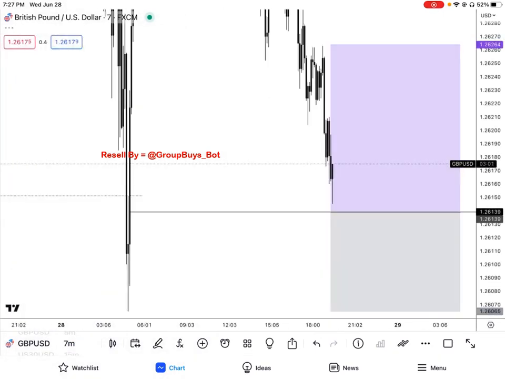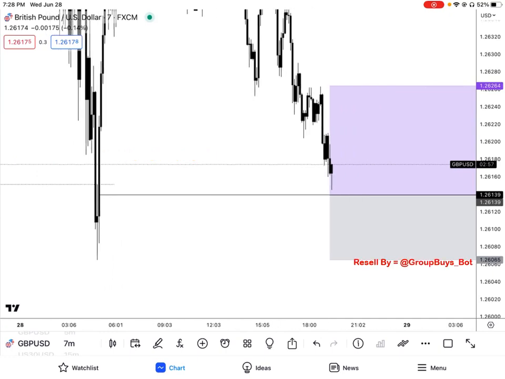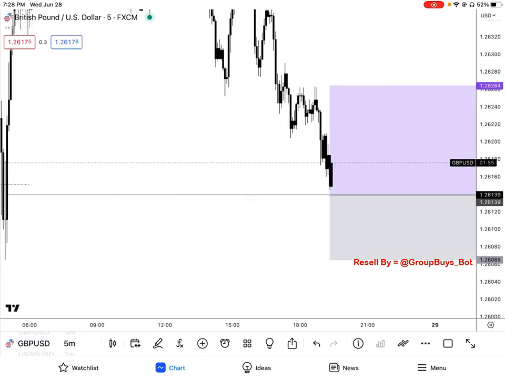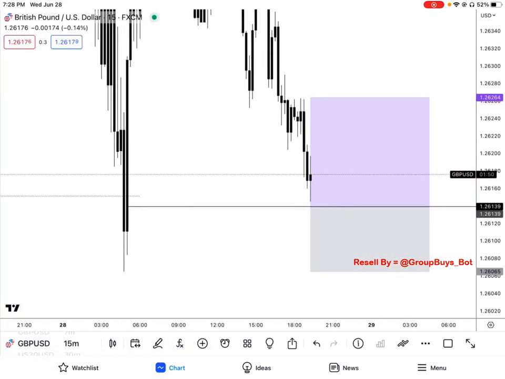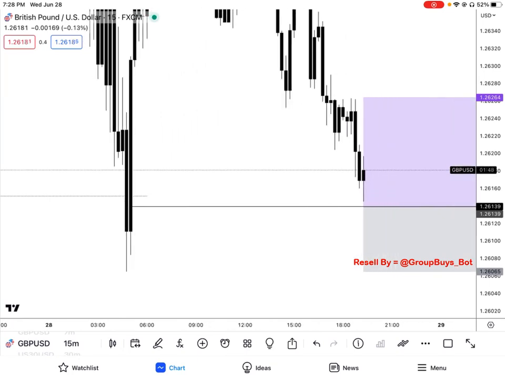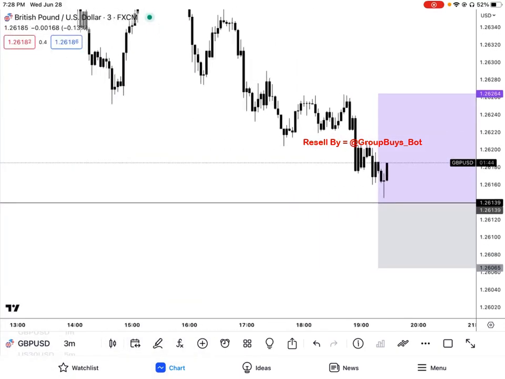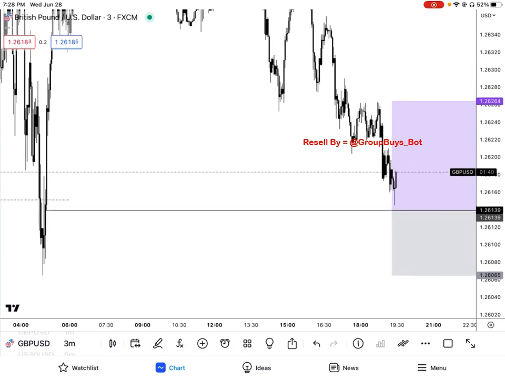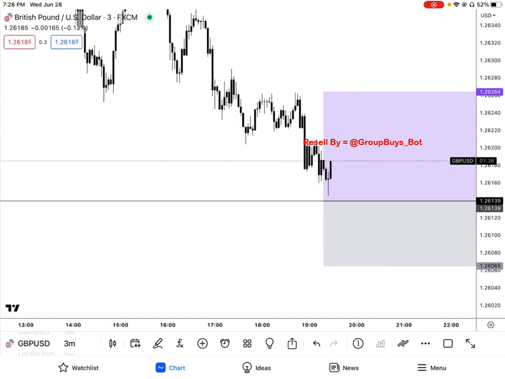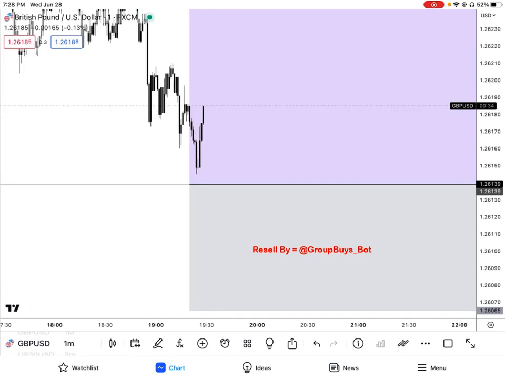What I like to do is, when price starts reacting like that, I actually go on the higher time frame and see if it reacted off a higher time frame POI. You know, I could have been looking at a bit lower. Okay, so we are getting a nice reaction from that area.